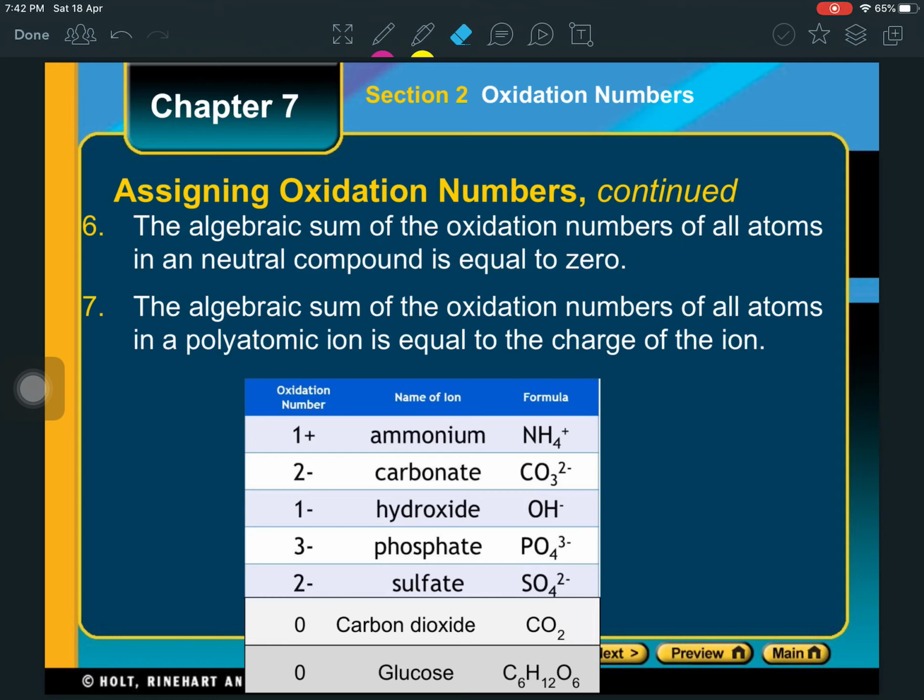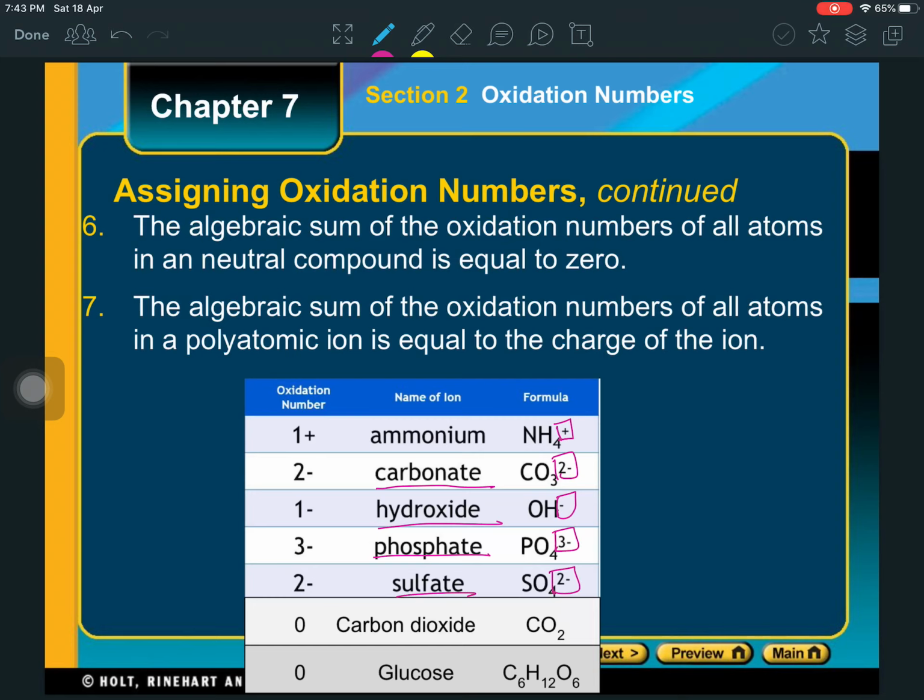All right, so now when I'm assigning oxidation numbers, I can assign an oxidation number to each individual part of the compound, and I can also assign the oxidation number or state of the entire compound overall. And this is going to be important, but it's a very simple concept. So for ammonium, the overall oxidation number would be +1, and that comes from this charge. The overall oxidation number of carbonate would be -2, and that comes from this charge. Hydroxide would be -1, phosphate would be -3, sulfate would be -2.